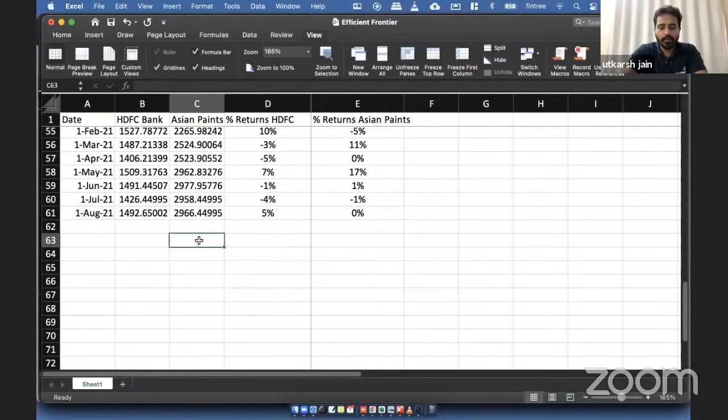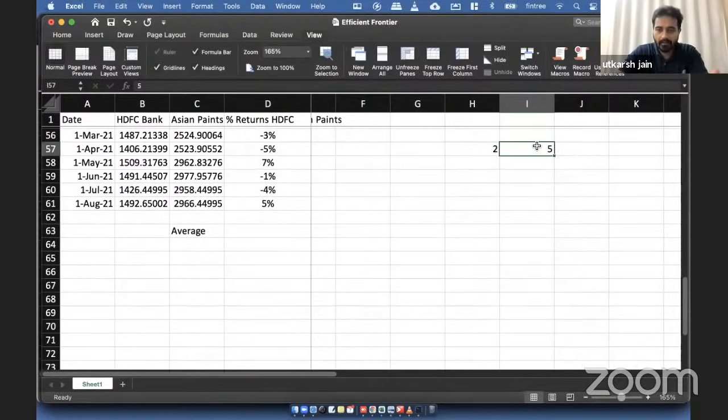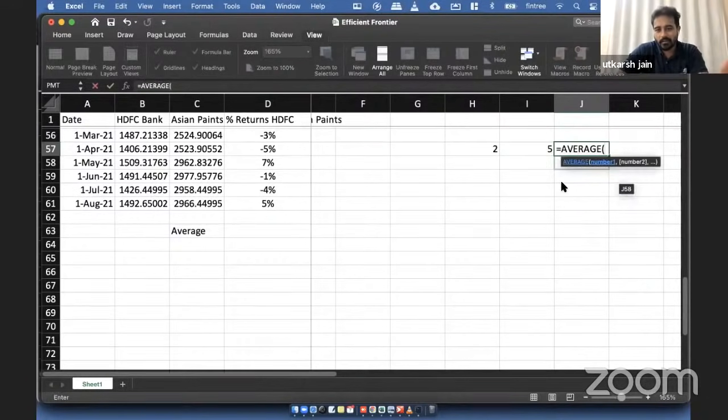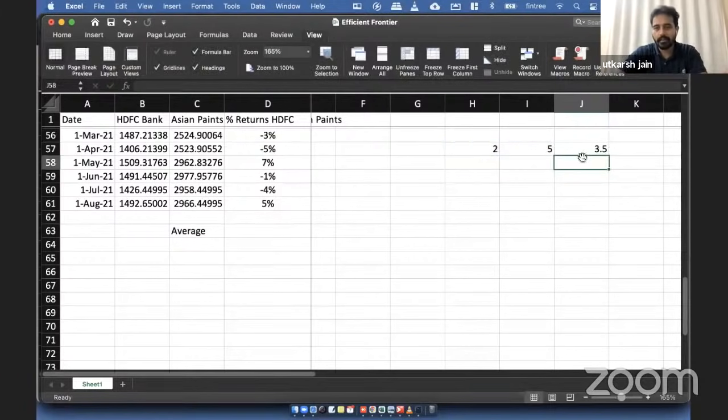So what I'm going to do is calculate an average for these 59 values. Average is simply the mean. Add the numbers, divide by the number of observations. So for example, if I have to calculate an average of 2 and 5, add them and divide by 2. That should be 3.5, right? So this is the formula you use. You use a cool function in Excel called average, and it basically does the job for you. It will get you 3.5.